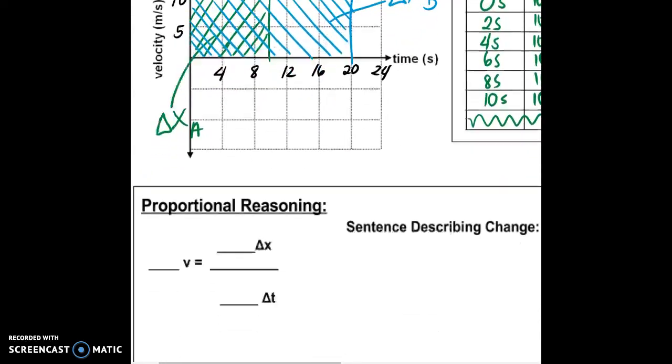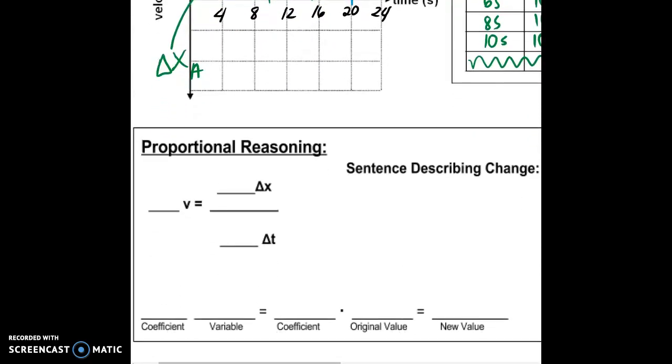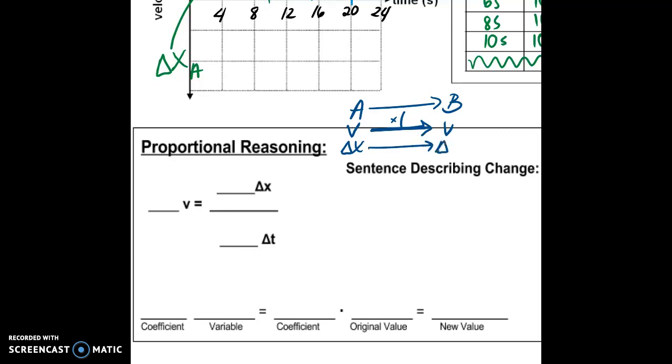And so you're asking, how does it relate to proportional reasoning? Well, from A to B, we always want to think from A to B. So from A to B, our velocity stayed the same. So when it stays the same, we'll multiply it by 1. Okay. Our delta x from A to B, they told us that it doubled. And so they want to know what happened to the time.